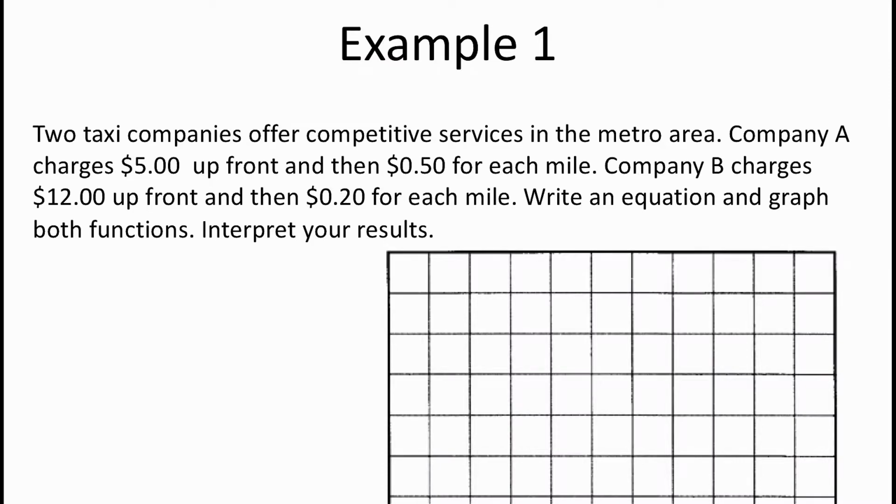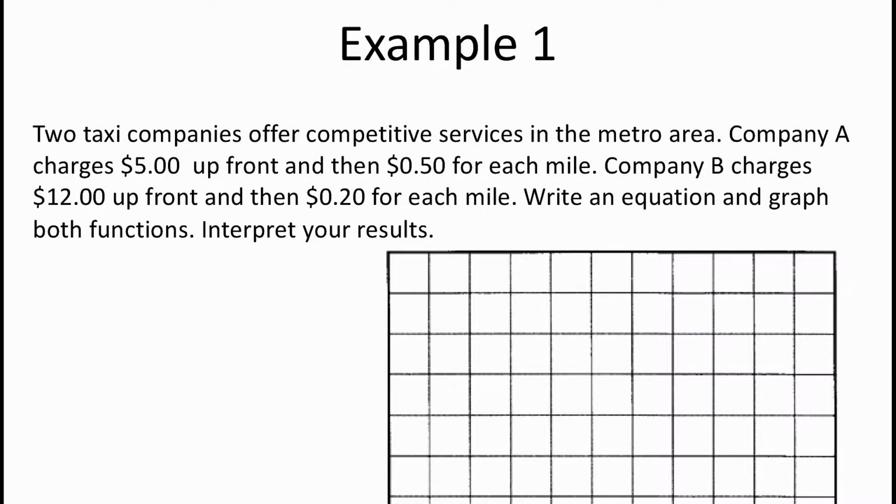We've got two taxi companies, or maybe it's not taxis anymore, maybe it's like Uber and Lyft. They're offering competitive services in the metro area. Company A charges $5 up front and 50 cents per mile after that. Company B charges $12 up front and then 20 cents for each mile. We're asked to write an equation and graph both functions and interpret the results.